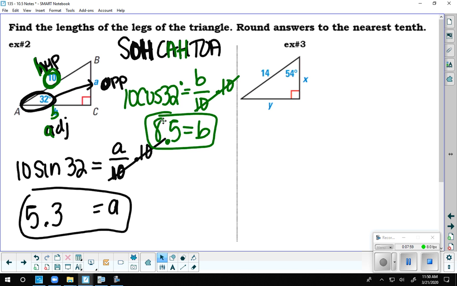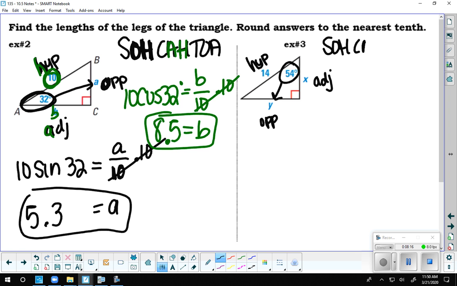So here let's find X and Y. So first start with the angle that you know. We know this 54-degree angle. So I'm going to label, this is a hypotenuse across from the 90-degree angle. This is the side that's opposite of the angle that I know, and this is the adjacent side. So again, let's use SOHCAHTOA to help us decide which trig functions to use to find X and Y.